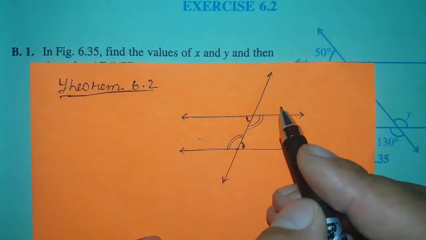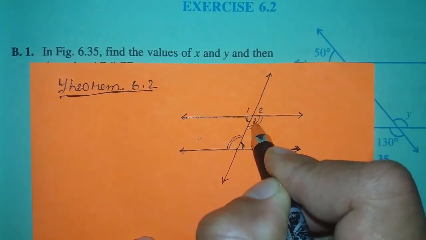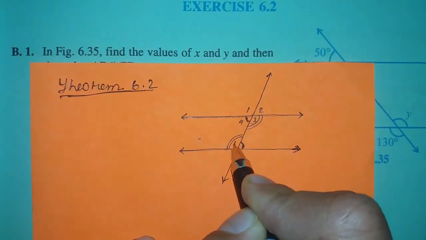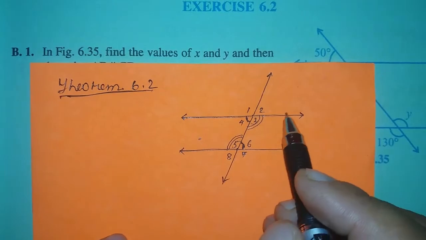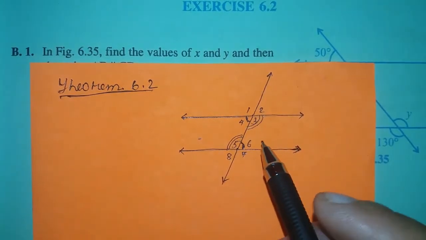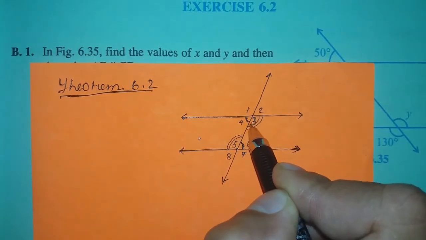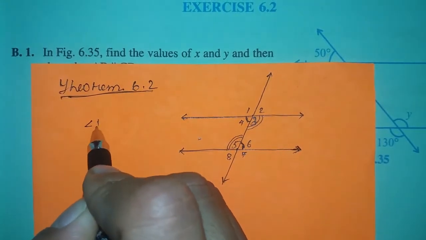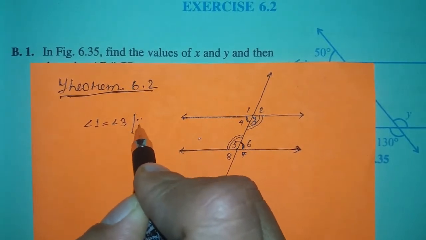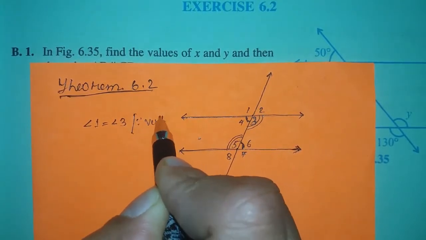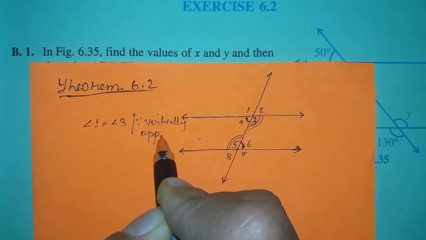Now to prove this, it's very simple. Let's say this is 1, 2, 3, 4, 5, 6, 7, 8. We know that vertically opposite angles are equal, so angle 1 will be equal to angle 3, because they are vertically opposite angles.